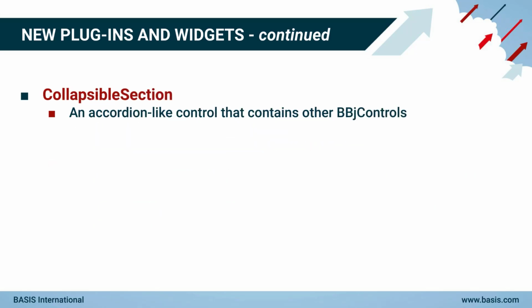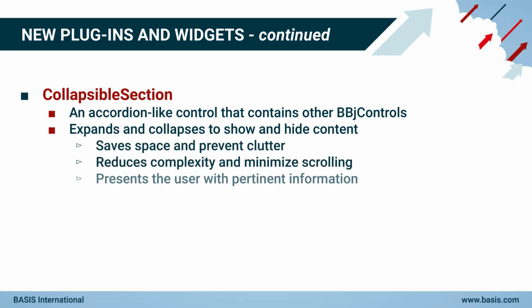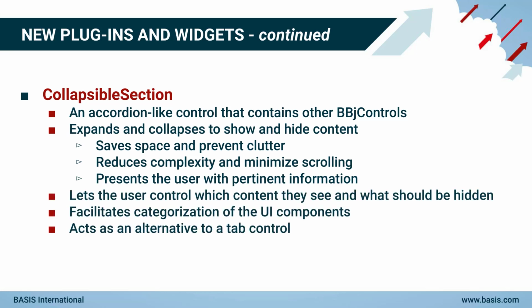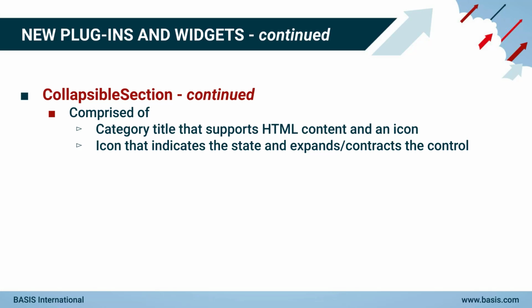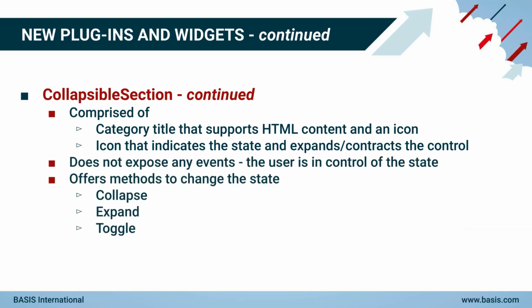The final widget is the collapsible section, which is an accordion-like control that the user can expand and contract to show or hide other BBj controls contained within. This type of control saves space and helps to minimize an app's complexity by only presenting the user with information that's pertinent. There aren't any callbacks to deal with, as the user is in control of the state, but it provides methods to collapse, expand, and toggle the control, and there are plenty of getter methods for access to the underlying controls.